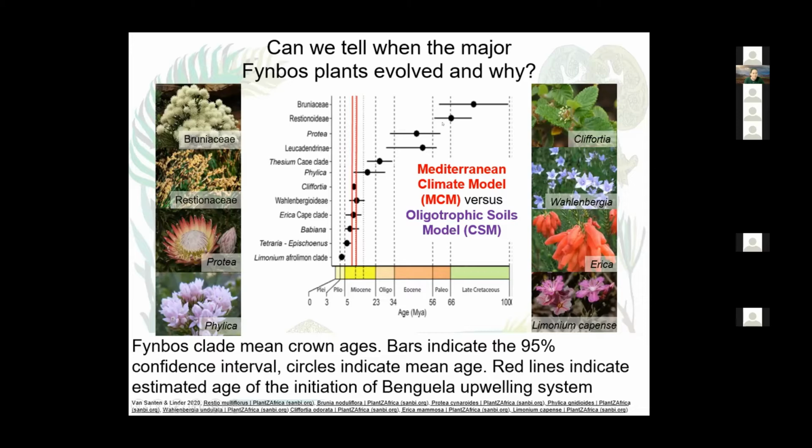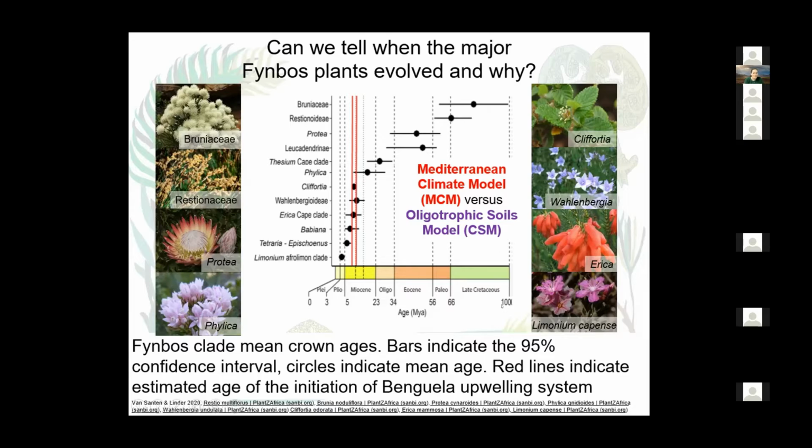And so if you would have strong support for this Mediterranean climate model, you would assume, and that is what the authors are postulating here, that most of the fynbos clades, which are shown here in some prominent examples, would emerge during that time period when BUS first starts. The authors use phylogenetics and an approach where they also calibrate the phylogenetics by looking at fossil evidence, and they print Bruniaceae, Restionaceae, Proteaceae as very prominent fynbos clades here.